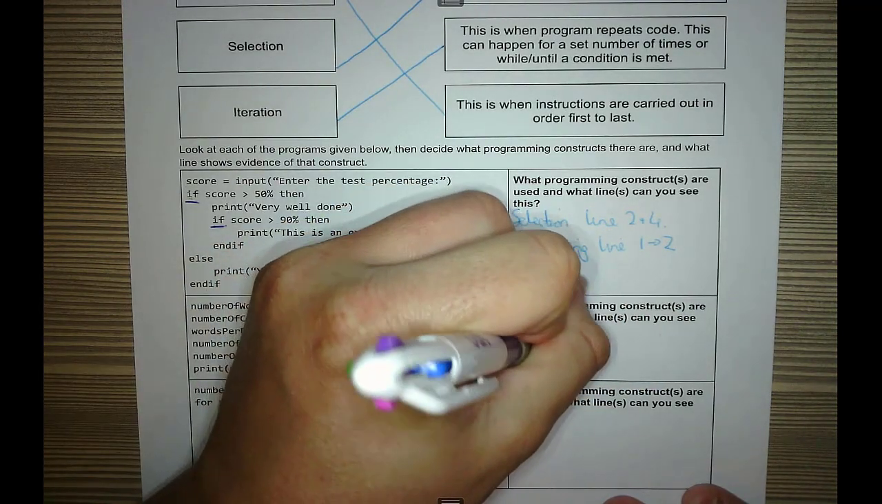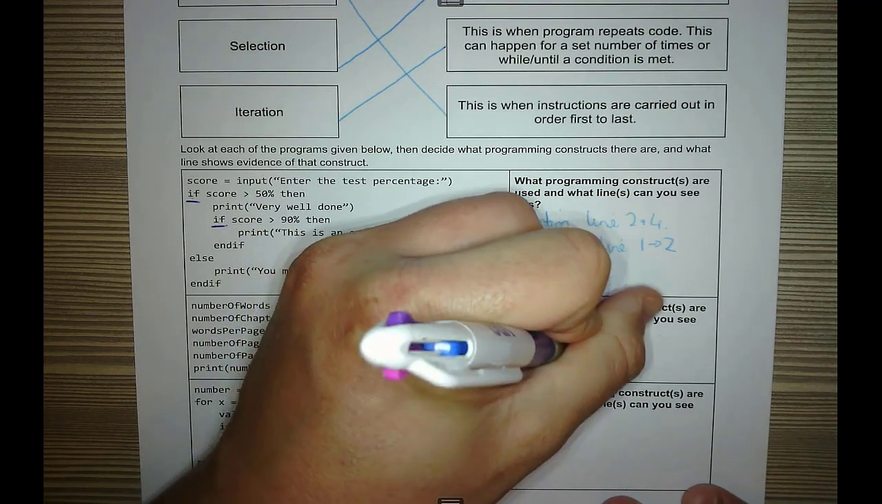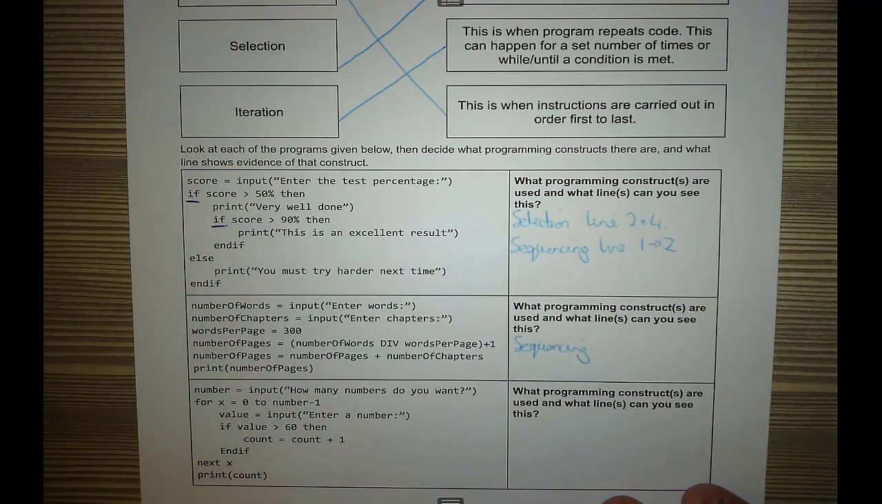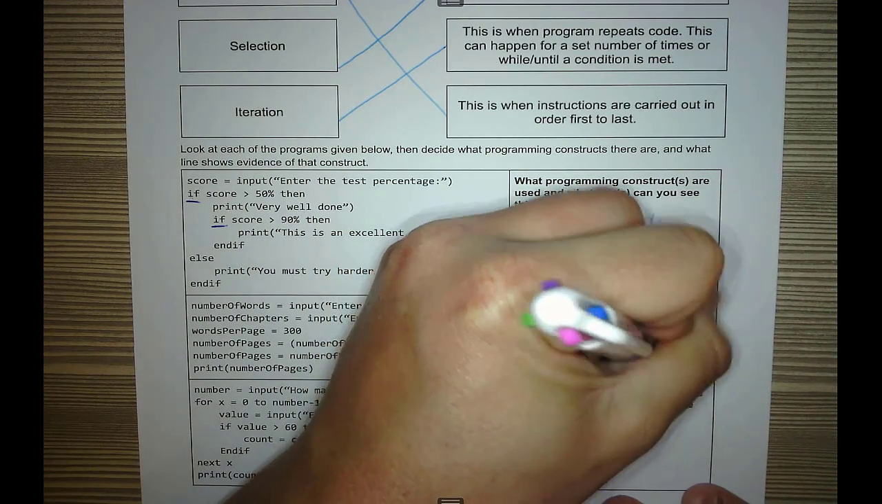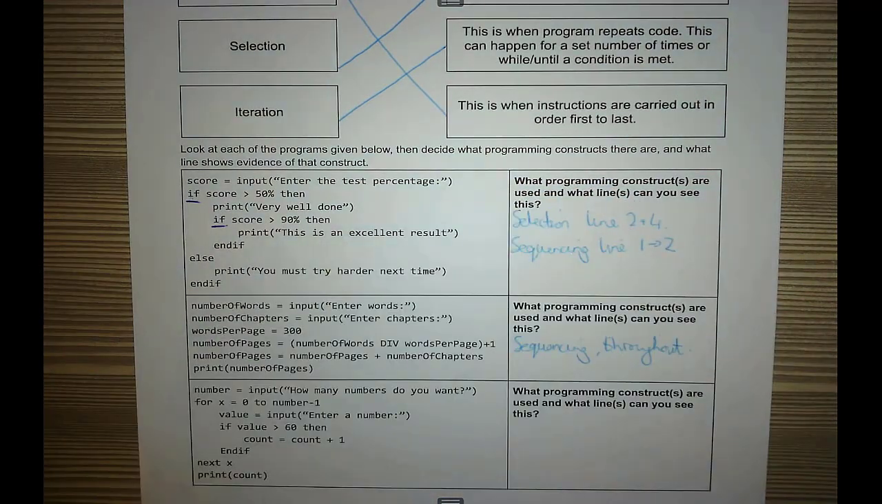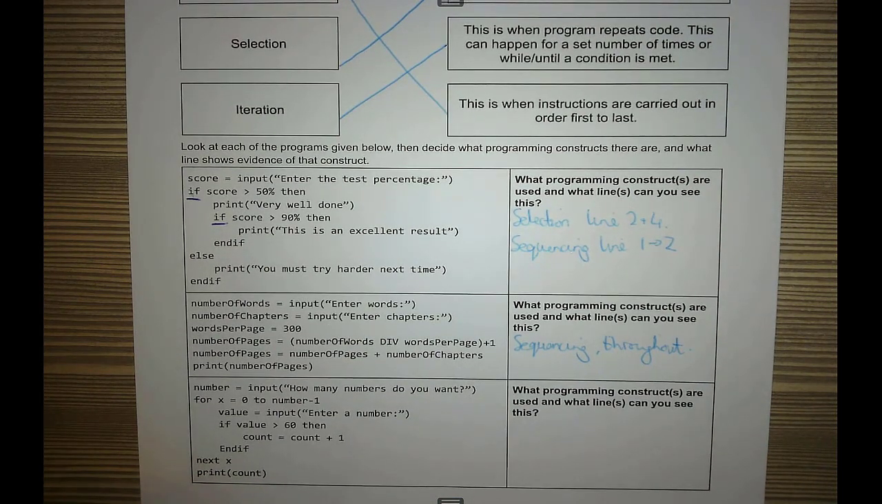So that means we've got sequencing, because it's doing each line in order, one after another. Okay, and where have we got that? Well, it's throughout, isn't it? Okay. And then finally then, we've got this algorithm. What programming constructs are used and what lines can you see them?